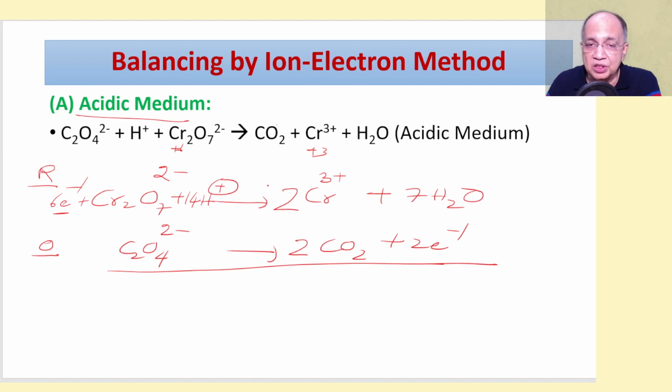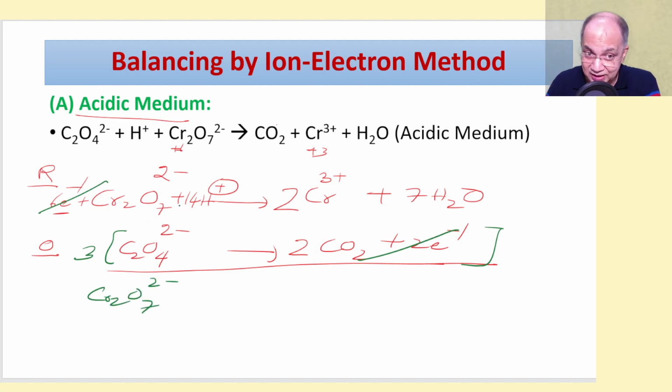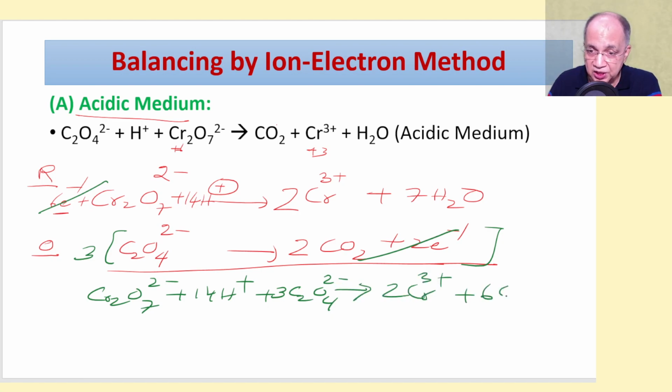Then to cancel electrons, you have to multiply the whole equation by 3, so that 6 electrons get cancelled, and you get the final ionic equation balanced. Dichromate ion plus 14 H+ plus 3 oxalate ion, giving you 2 chromium 3+ ions plus 6 CO2 plus 7 water. Before submitting, you check element-wise and charge-wise whether the 2 sides are balanced or not. Don't be complacent that you have done it correctly. No, you have to test.